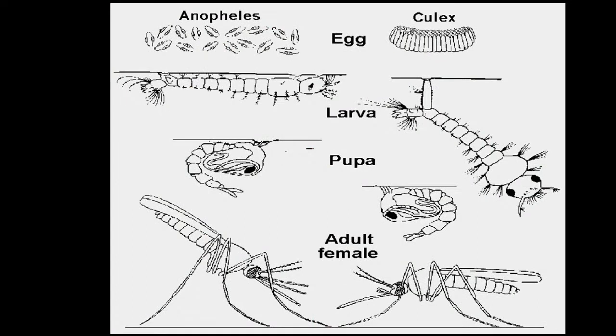The most medical importance in order Diptera have the next species of mosquitoes. This is Anopheles, Culex, and Aedes. On this slide, you can see the differences between the main stages of mosquitoes Anopheles and Culex. So you can see the difference between eggs, larva, pupa, and adults.